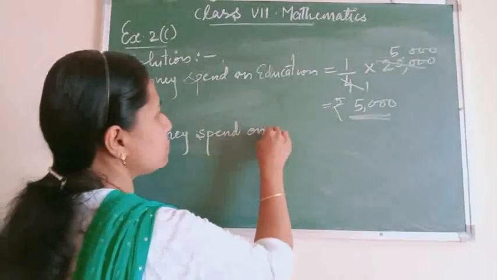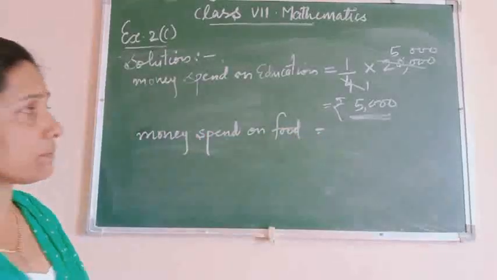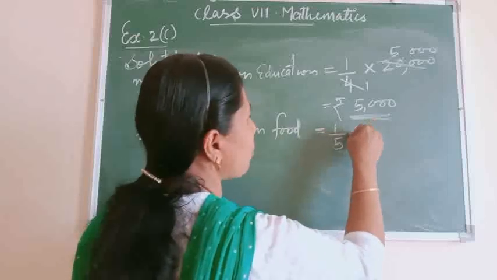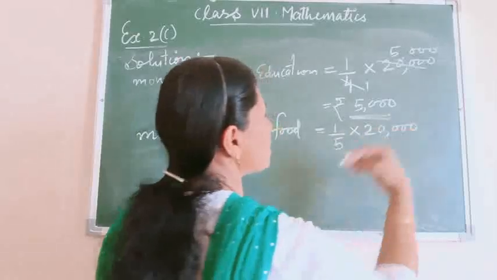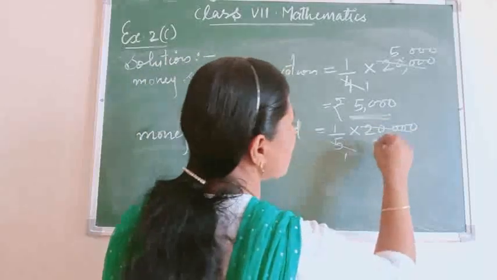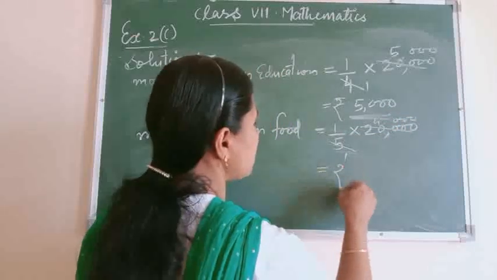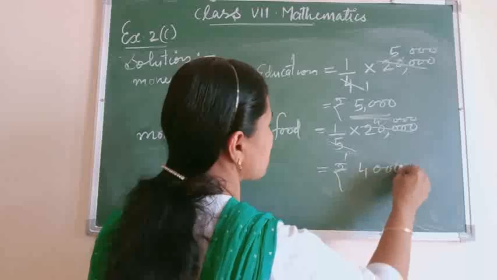Money spent on food is given 1/5 of the remaining money. "Of" means multiplication, and the remaining money is 20,000. Here we are cancelling this. Here 5 4s are 20, so 4,000. So money spent on food is rupees 4,000.